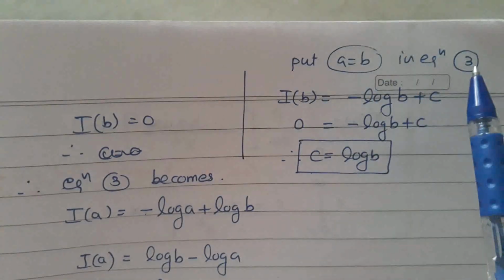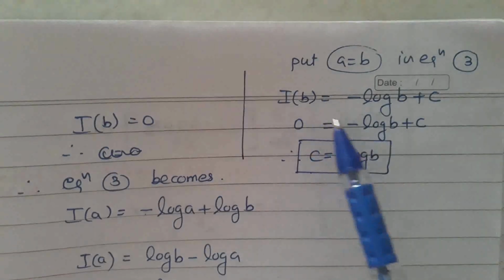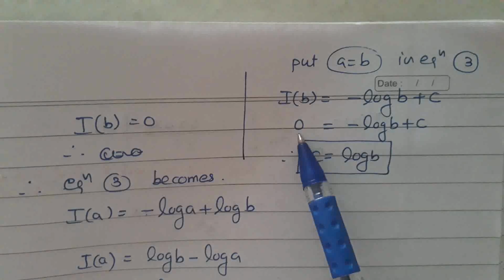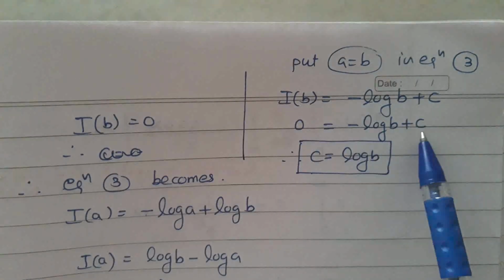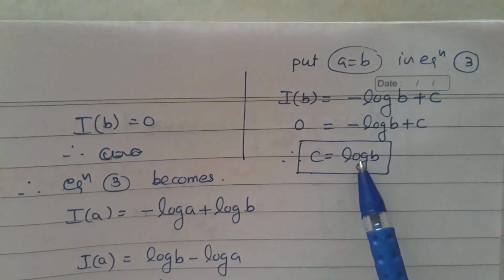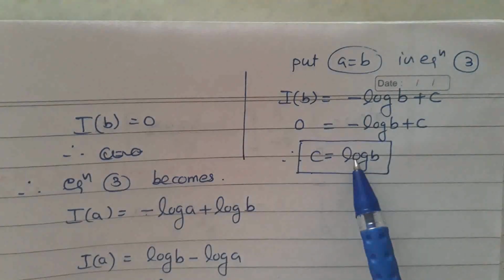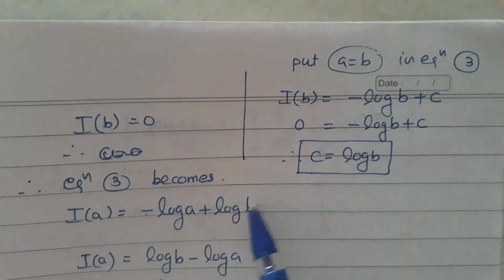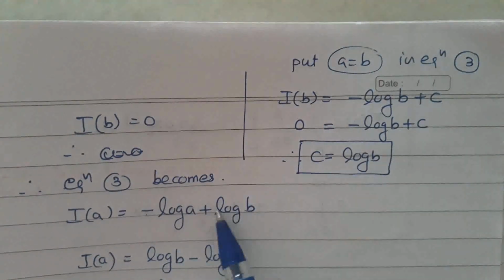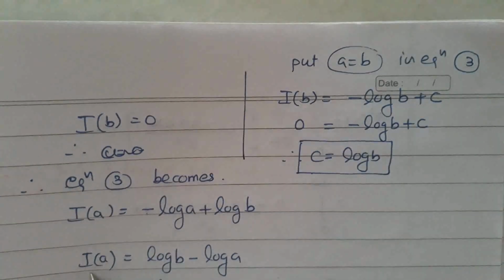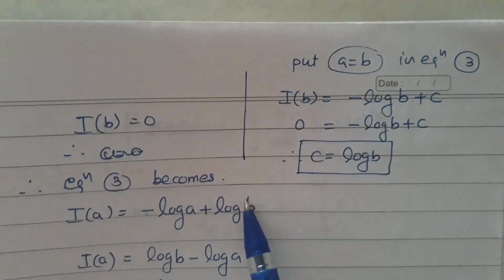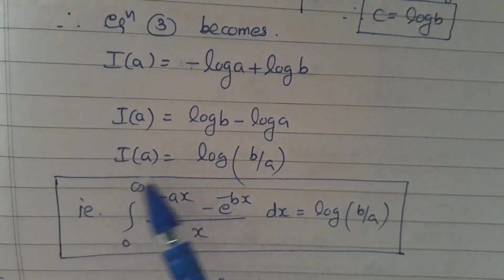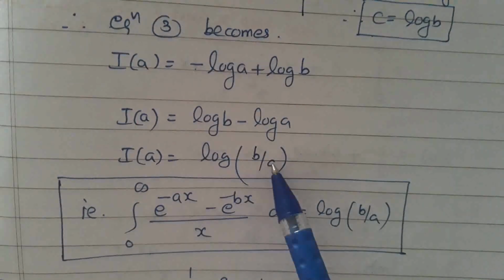If a is equal to b, equation number 3 becomes I of b is equal to minus log b plus c. So I of b is 0, which is equal to minus log b plus c. Therefore the value of c is equal to log b. So place this value in the previous equation number 3. I of a is equal to, the value of c is log b, so minus log a plus log b. Therefore I of a is equal to log b minus log a. Apply the rules of logarithm. I of a is equal to log of b by a.